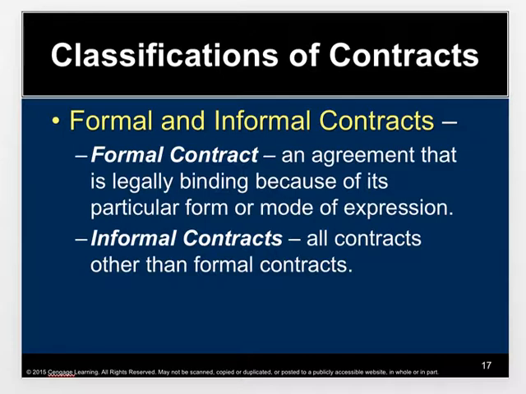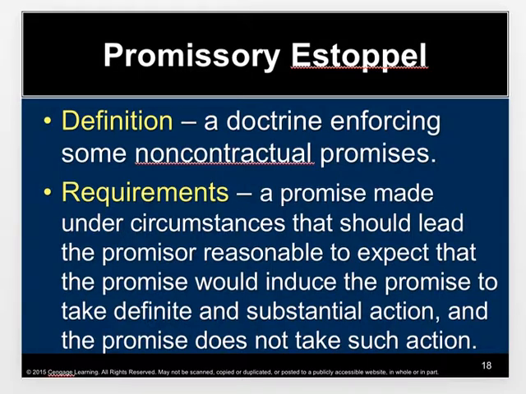An informal contract is all contracts other than formal contracts. I would say most contracts are informal contracts. Don't get confused. Just because they're informal does not mean they're not enforceable or that they're not real contracts. They're still valid contracts. It's just that you don't have all the requirements that you do for some of the other contracts. Another type of formal contract would be a will, for example. Those are more formal, have more requirements, in other words.